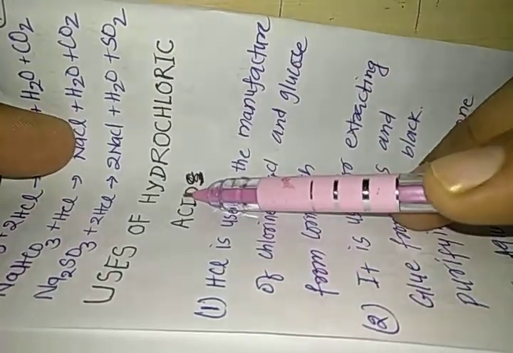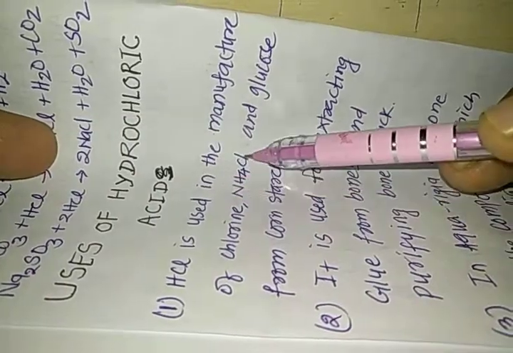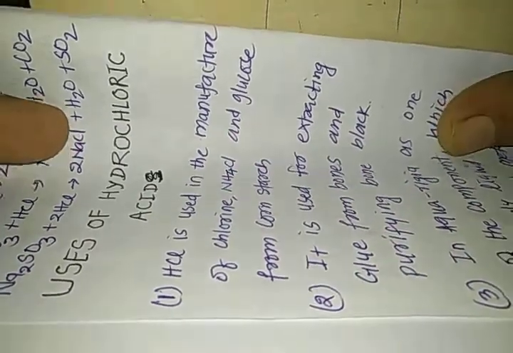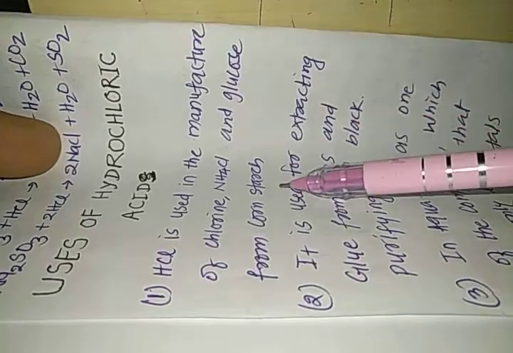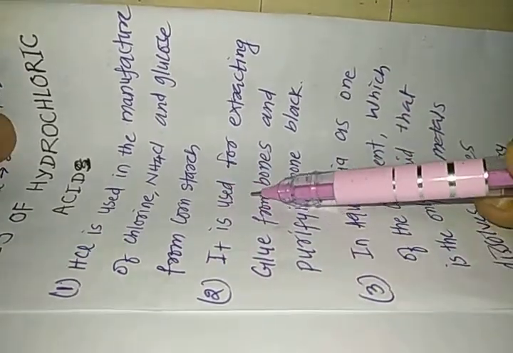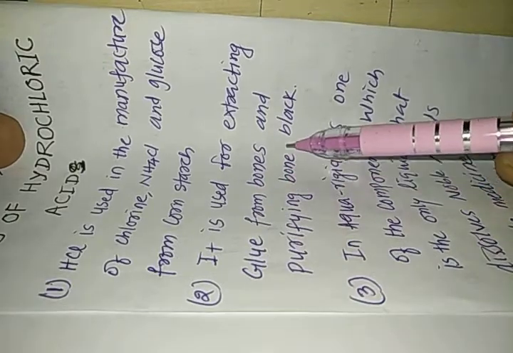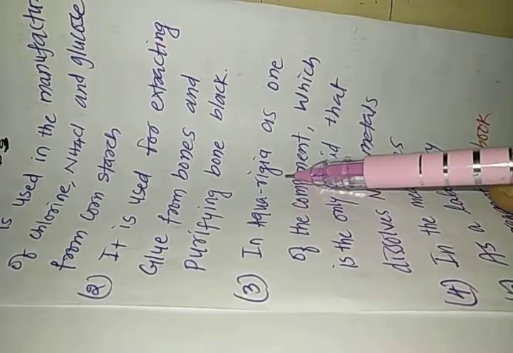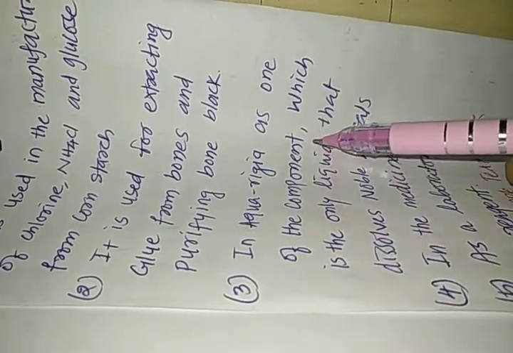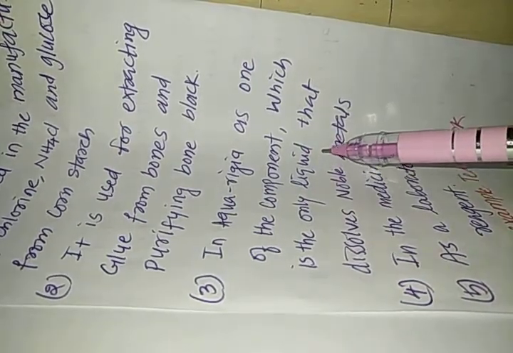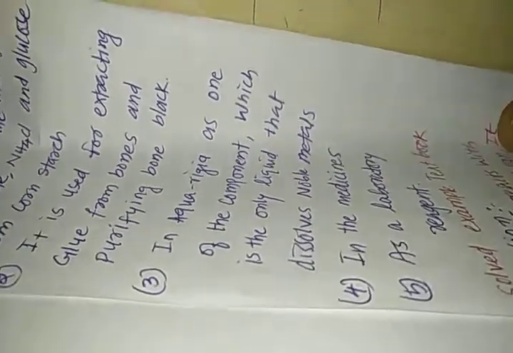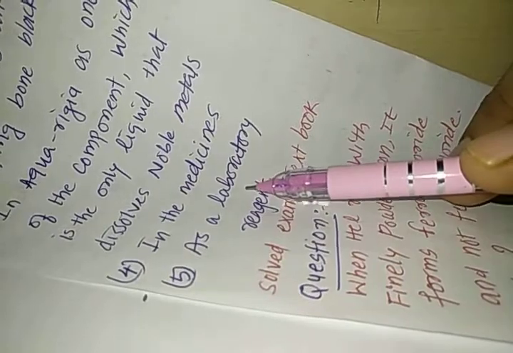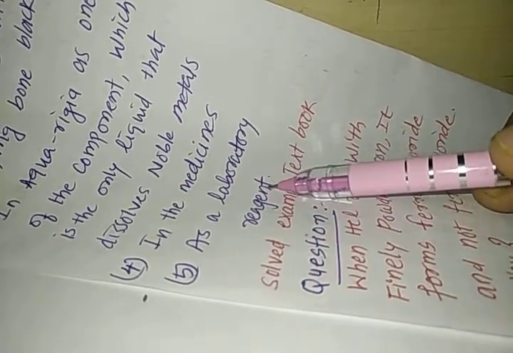Now we are going to study the uses of hydrochloric acid. Hydrochloric acid is used in the manufacture of chlorine, ammonium chloride and glucose from cornstarch. It is used for extracting glue from bones and purifying bone black. It is used in aqua regia as one of the components, which is the only liquid that dissolves the noble metals. It is used in the preparation of medicines and is also an important laboratory reagent. Now we have a few questions.